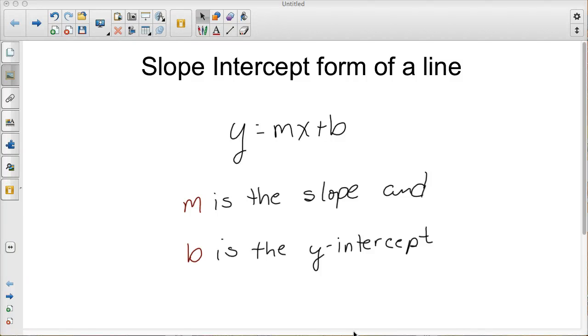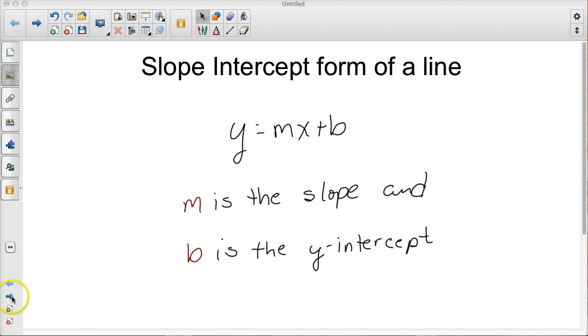This is a short tutorial on slope-intercept form of a line. First thing we want to do is remember that the slope-intercept form of a line is written as y equals mx plus b, where m is the slope and b is the y-intercept.